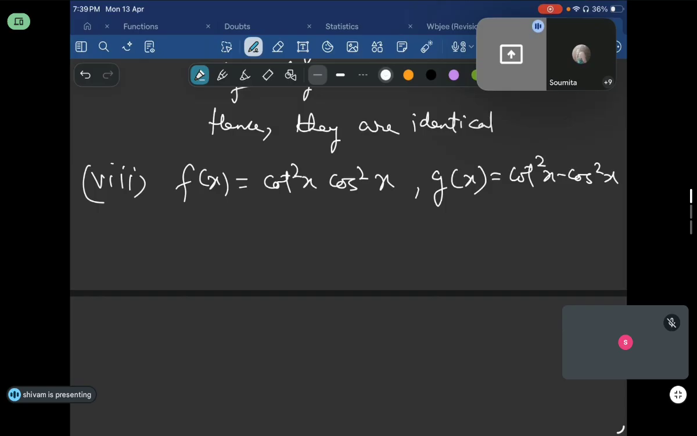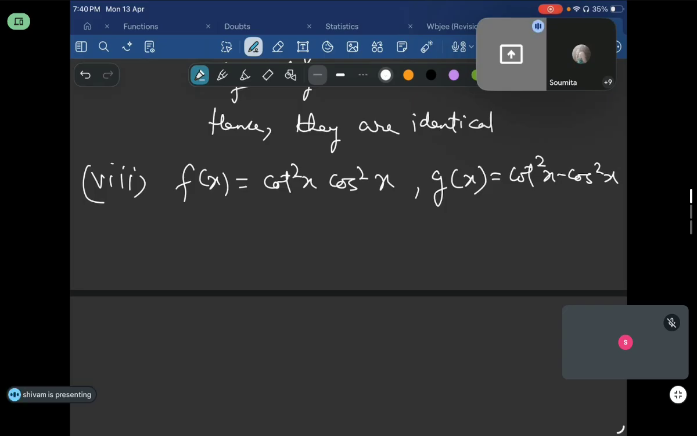What? One of them is cot square x into cos square x. Another one is cot square x minus cos square x. So the domain is R minus n pi. Correct. Cot square x should be defined. Tell me, Shomita, are their functional values same?